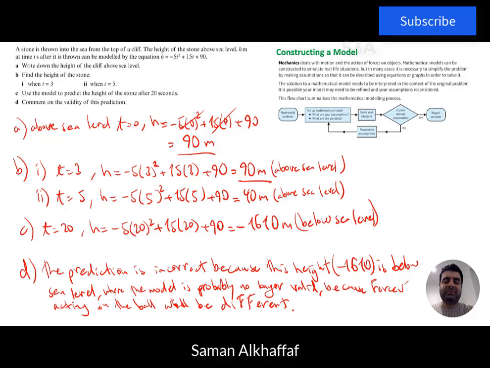In terms of the prediction, it is incorrect because the height is minus 1610, which is below the sea level, and the model is probably no longer valid because the forces acting on the ball will be different. And this will be our answer for this question.